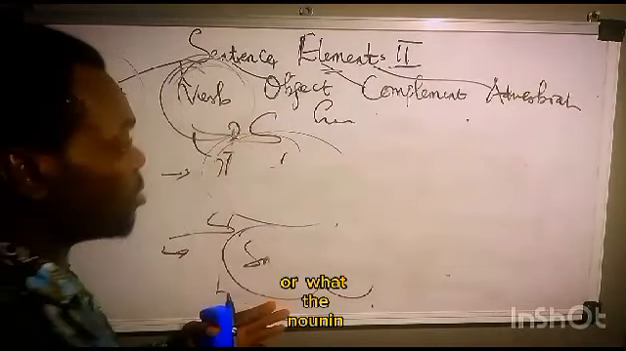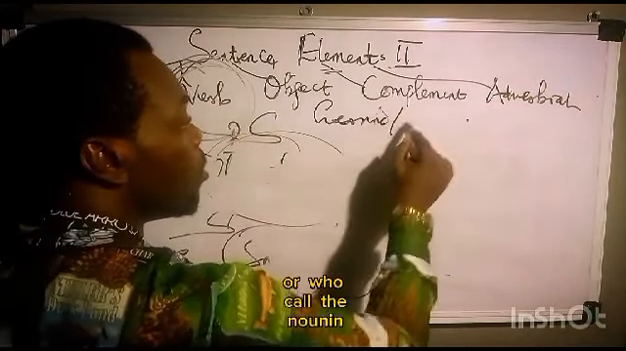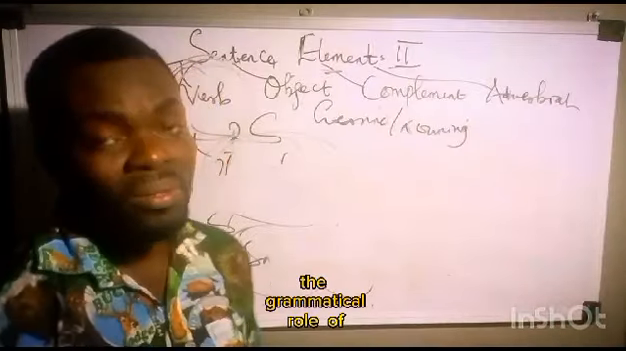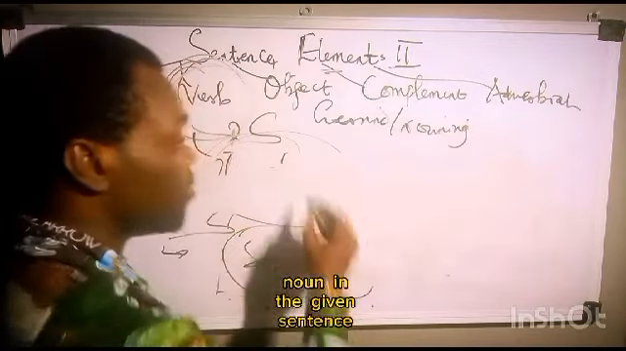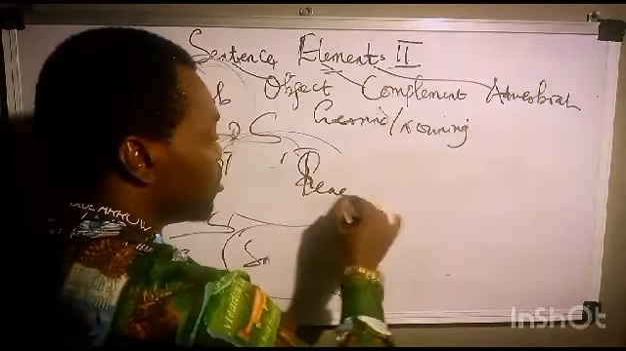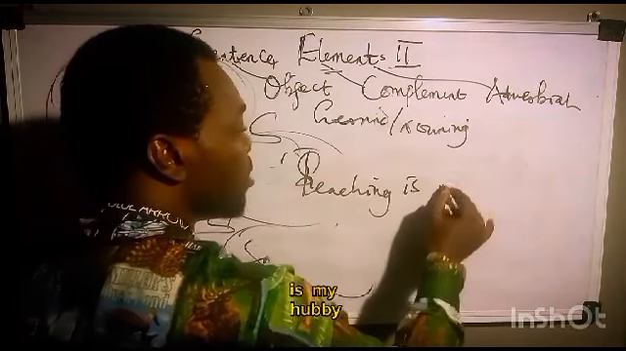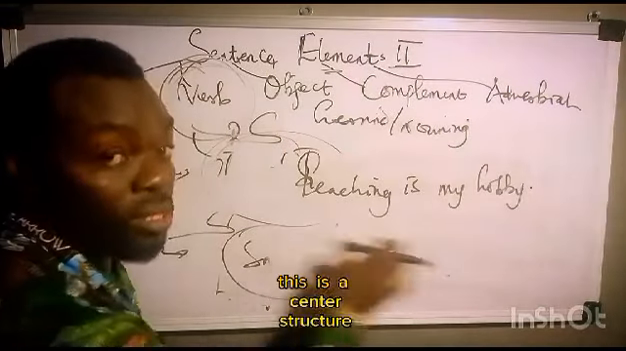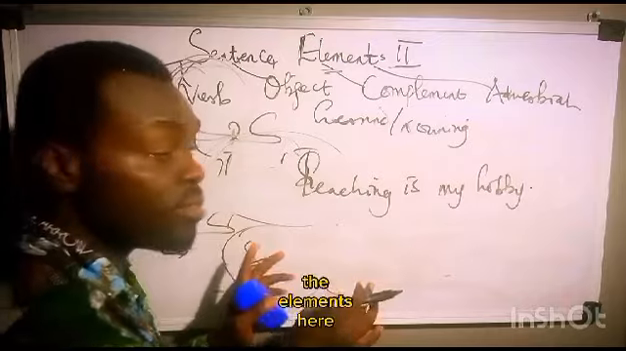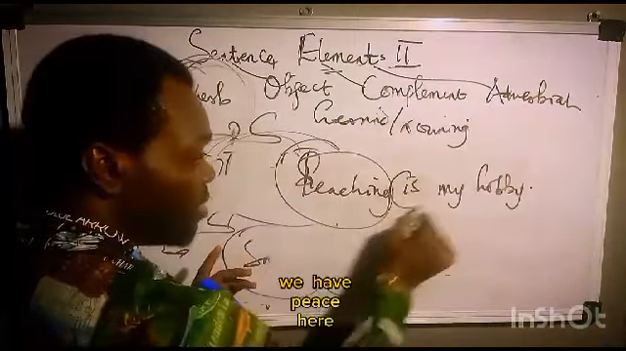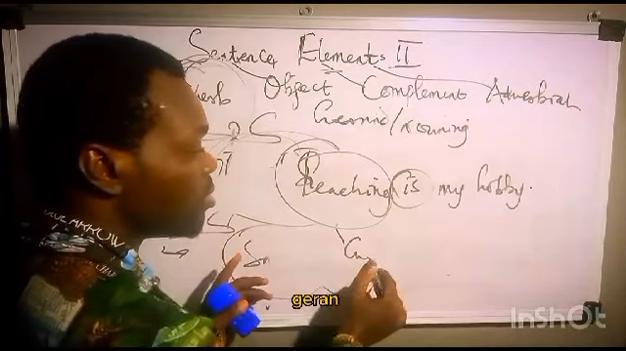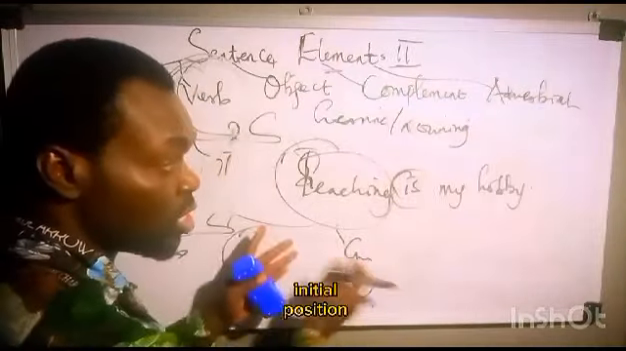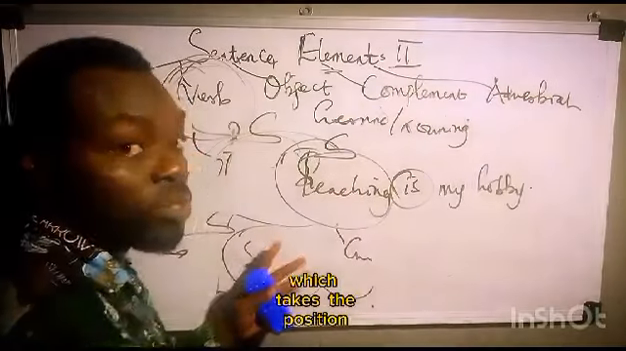except in special cases like the gerund, or what we call the nouning. The gerund is a verbal expression that plays the grammatical function of a noun in a given sentence. For instance, we have: teaching is my hobby. This is a sentence structure with two verbal elements, teaching and is. This teaching is our gerund, which plays the role of a noun. It occupies the initial position and takes the position of the subject.